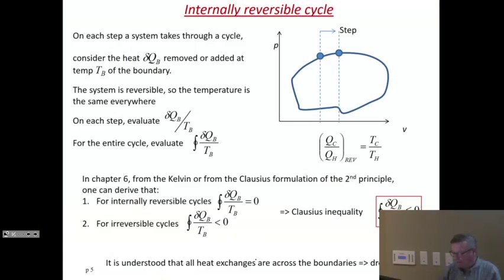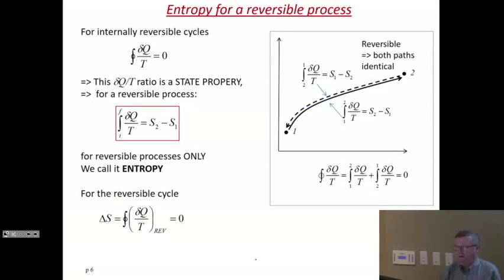From here on, I will drop the index boundary because it's understood that all heat exchanges are happening across the boundary. Now, let's take a look at one of these internal reversible cycles and use this Clausius inequality. If I have a cycle where I go from 1 to 2 across the reversible path, I will have between 1 and 2 a change in the quantity delta Q over T, which will be S2 minus S1.